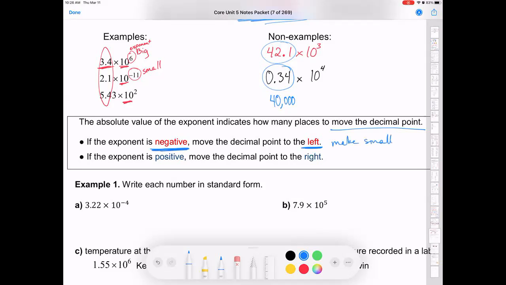Okay. Anytime you have a negative exponent, again, imagine Ant-Man just getting really, really small. Okay. Quantum realm style. Next up, if it is positive, then that is moving the decimal to the right. Okay. It's getting really, really big.